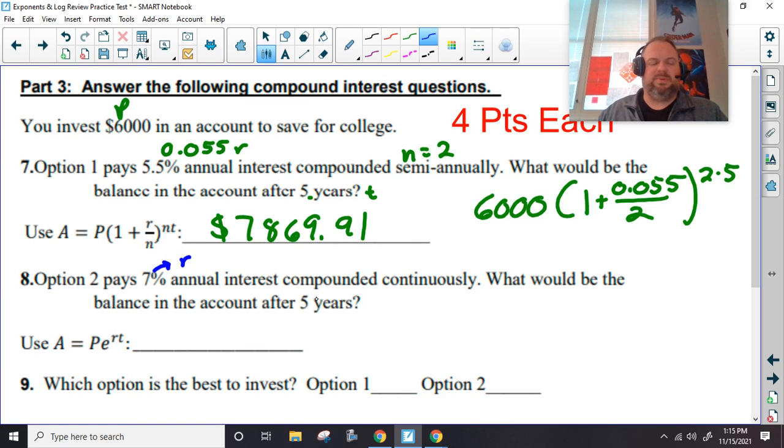Somebody says, why is there PE on a math test? And that's another great thing about being a teacher.